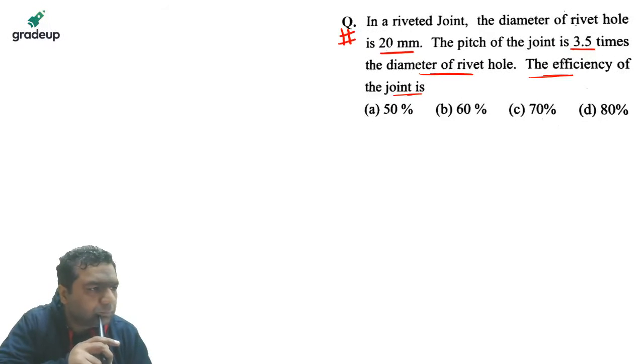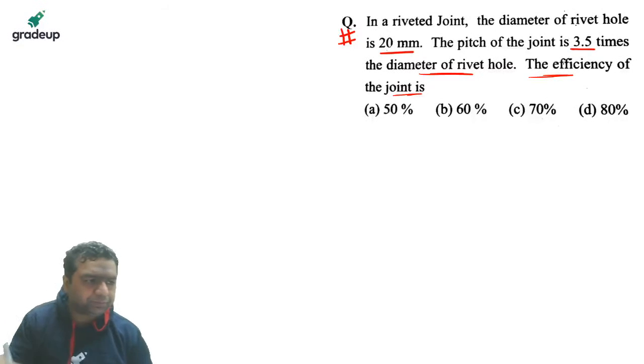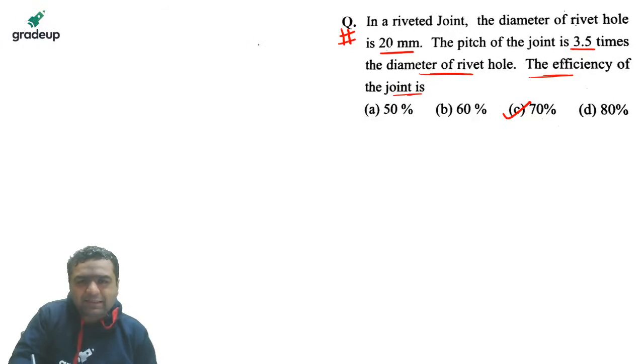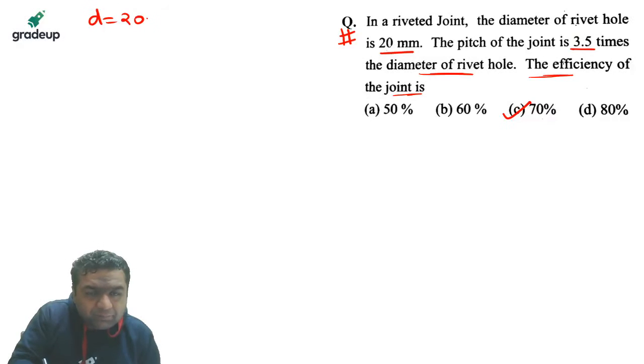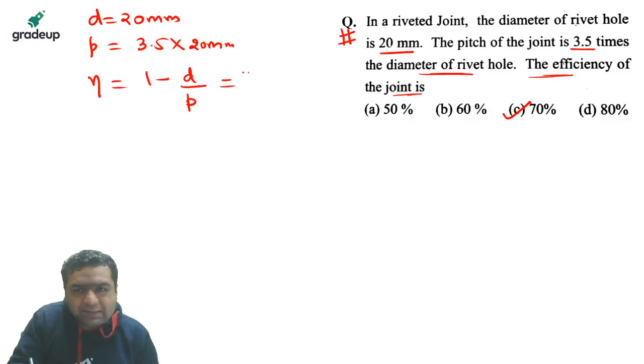Okay, very good. For this question, I feel all of you get the answer. The answer is C. You will be getting 71.43%. You know, diameter is given as 20 mm and pitch is 3.5 times of 20 mm. And you know one thing, efficiency is nothing but 1 minus D by P. So it will be 70.43%.